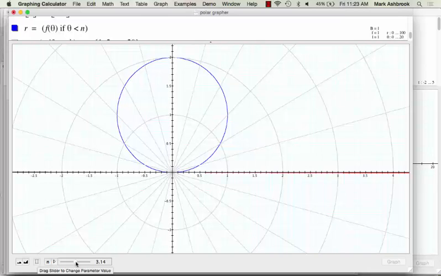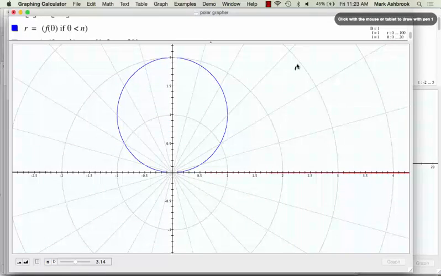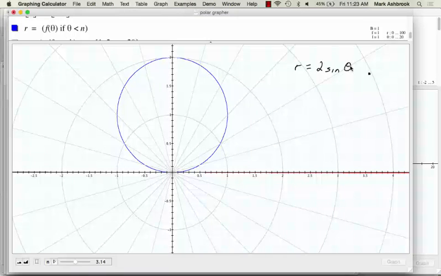It's a circle. But in terms of making a sketch, we did okay. Okay, so let's prove that it's a circle. We can prove that this is a circle by taking this equation and changing it into x and y. Get rid of r and theta and change it into x and y. How are we going to do that?